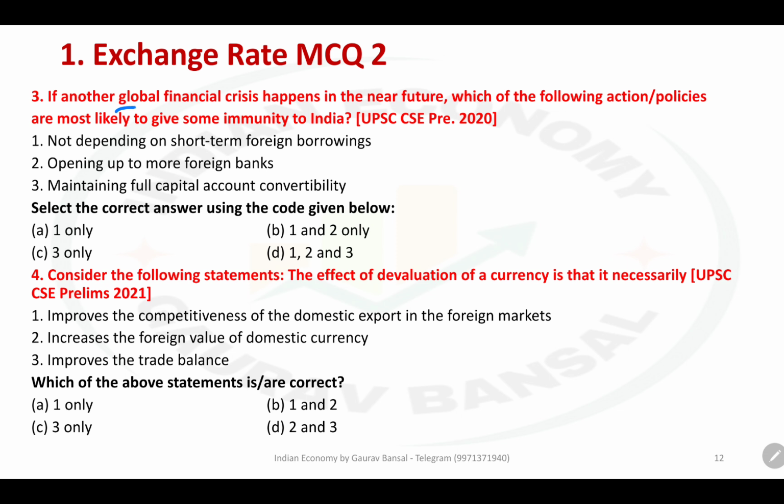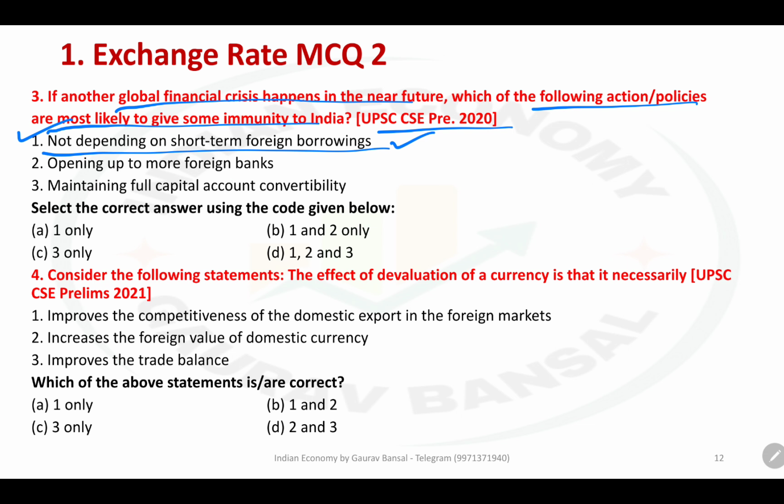Question 3. If another global financial crisis happens in the near future, which of the following actions or policies are most likely to give some immunity to India? Okay. Again, basically a very similar question to the previous year, because what was going on in the world at that time prompted these questions. 2020, already the COVID crisis was there. Okay, let us look at the options. Not depending on short-term foreign borrowings. That is correct. We should convert our foreign loans into long-term loans. Short-term foreign borrowings are not good if we want to reduce risk. So not depending upon them would improve the condition and bring some immunity.